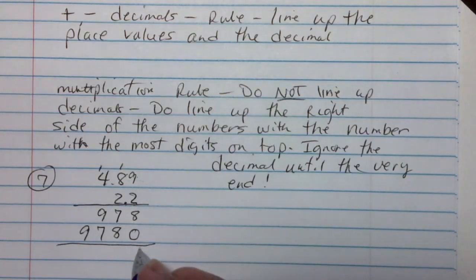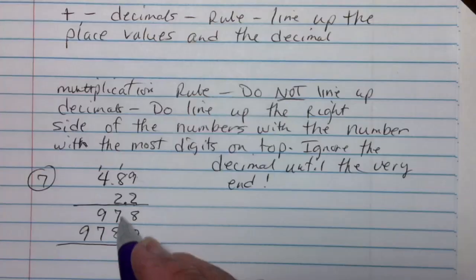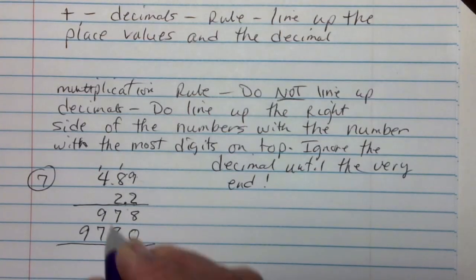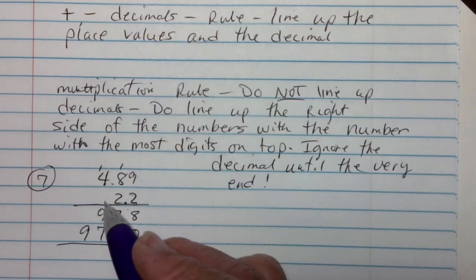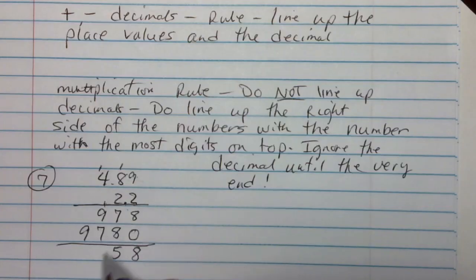8 plus 0 is 8. 8 plus 7 is 15. 9 plus 1 is 10. 10 plus 7 is 17. Write down the 7, carry the 1. 9 plus 1 is 10.